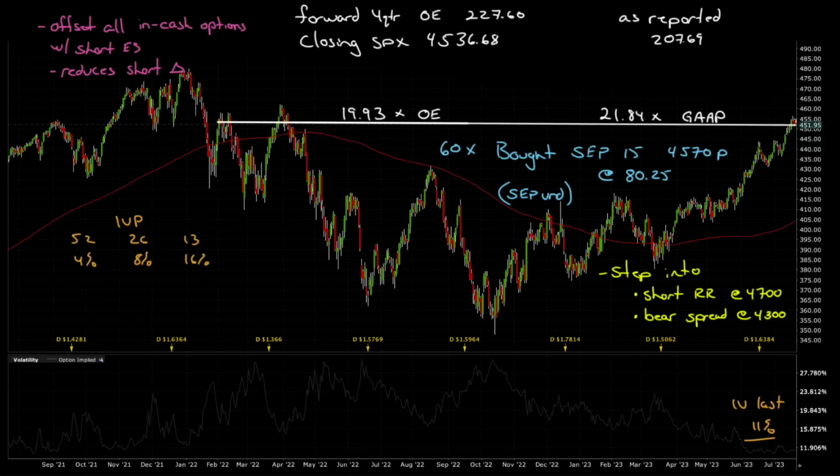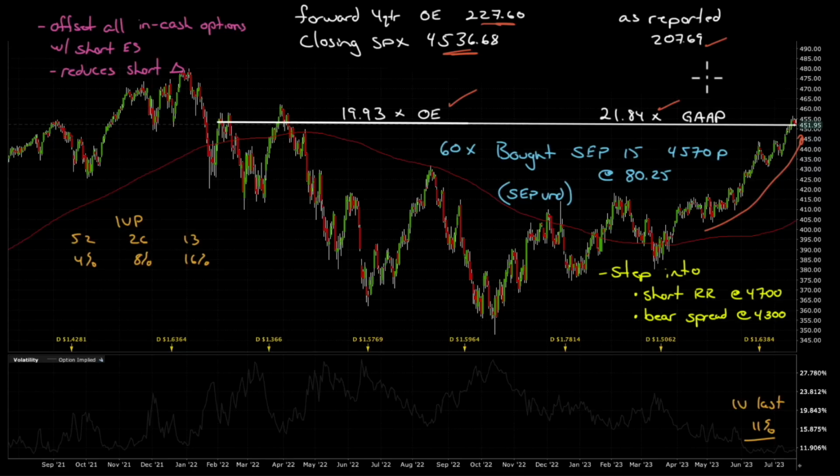Okay, let's look at the S&P 500. It is quite the run up the side of the chart, isn't it? Forward 4-quarter operating earnings 227.60, closing SPX 4545.36. Let's call it a 20 times forward on operating earnings. If we use the as reported or the forecast for GAAP, 207.69, that is almost 22 times.